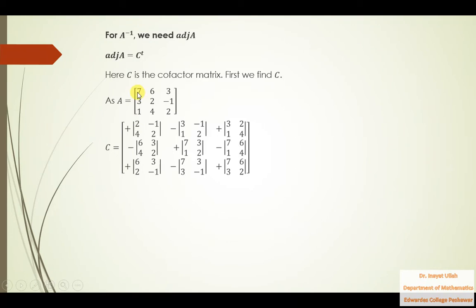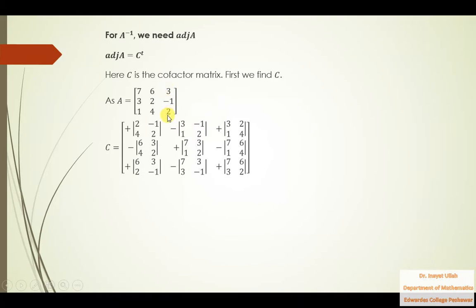Now replace this 7 by its cofactor. Exclude that row which contains 7 and that column which contains 7, and we are left with 2 minus 1 4 2. That is the cofactor of 7 along with this plus sign. So 7 is replaced; don't write 7 here, replace 7 by its cofactor. Now replace 6 by its own cofactor with negative sign. This row and that column will be excluded, so we are left with 3 minus 1 1 2. That is the cofactor of 6, and this one is the cofactor of 3.